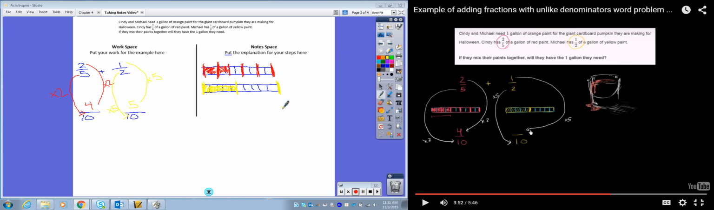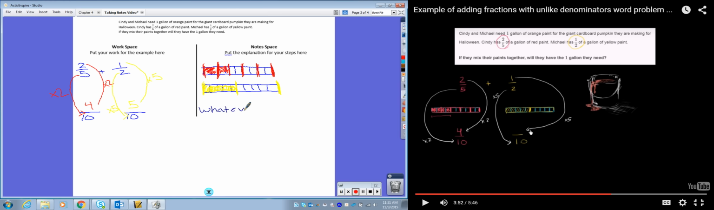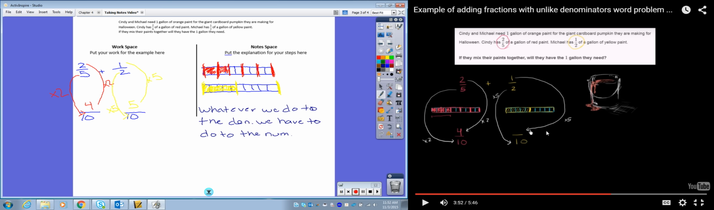Okay, again, he said something important there, but there's no time for me to write it down, so I'm going to pause the video and write it down. Whatever we do to the denominator, I'm going to use abbreviations, we have to do to the numerator. Okay, so because we multiplied by 2 in the denominator, I have to multiply by 2 in the numerator. So I need to have that written down again, so that I have an explanation to go back to. Okay, so I have it written down, now I can go back to listening to what he's saying.